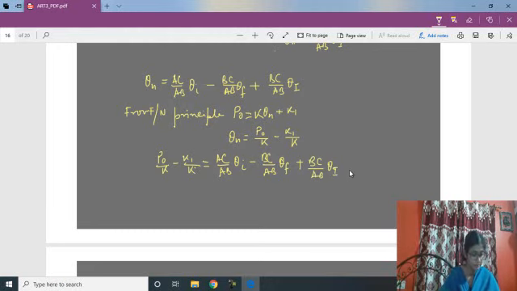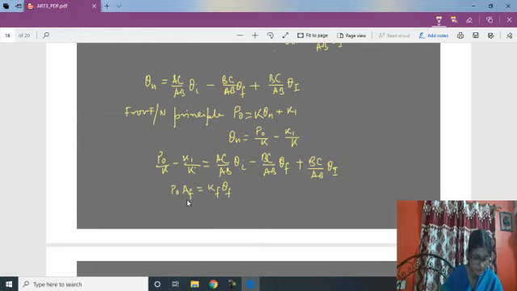Now from the Bellows element principle, P0 into AF is equal to KF into theta F. This is for the feedback Bellows element.